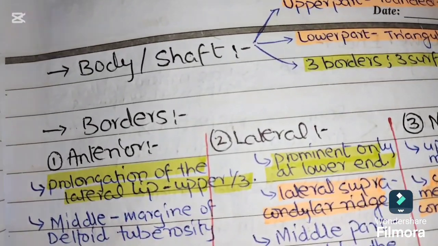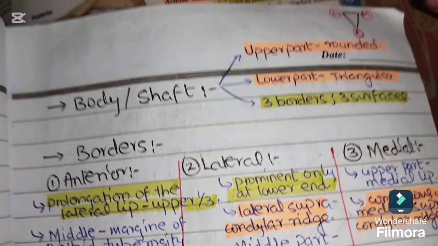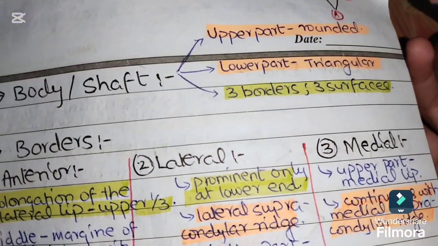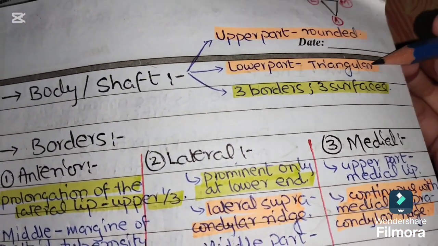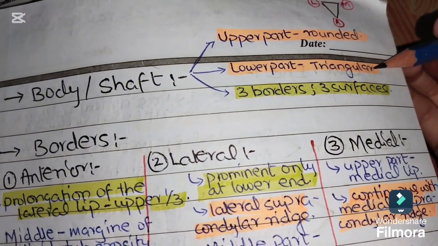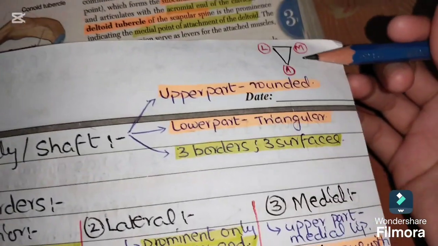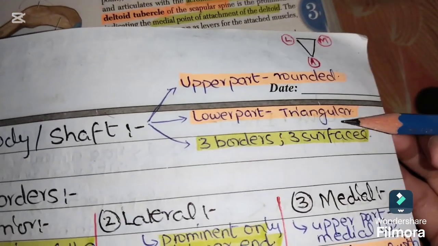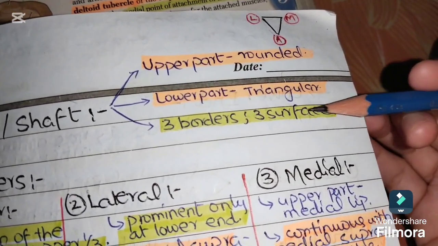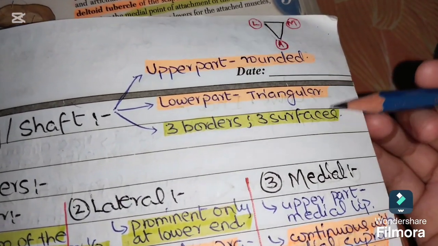Let's move on to learn about the shaft or the body of the humerus bone. The upper half of the shaft is rounded and the lower half is triangular in shape, like this diagram here. And the shaft consists of three borders and three surfaces.